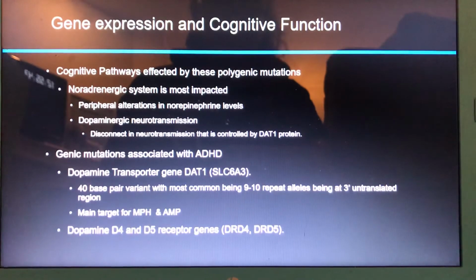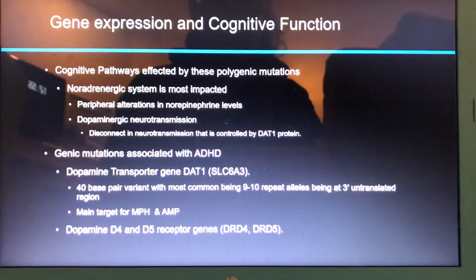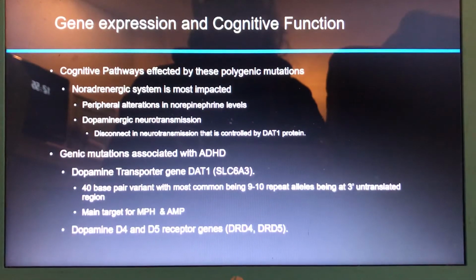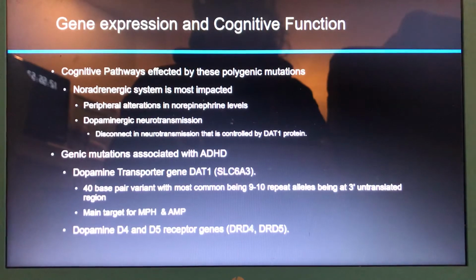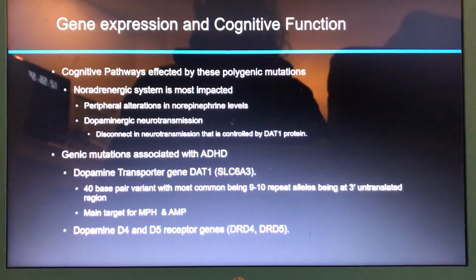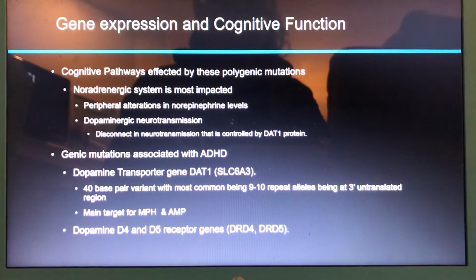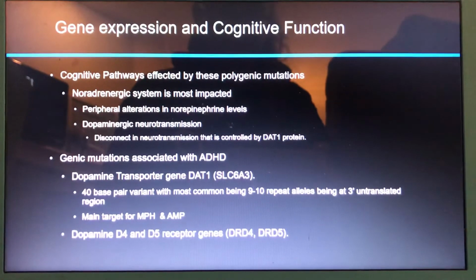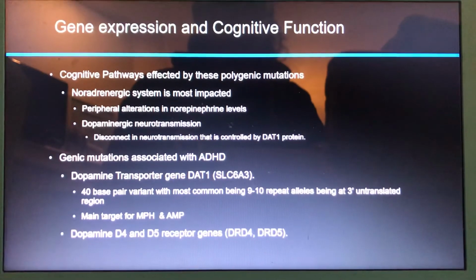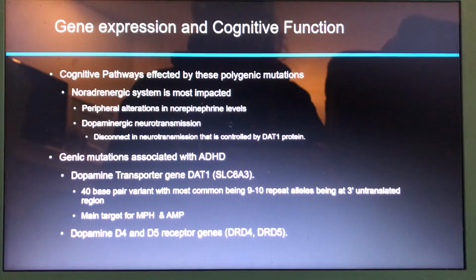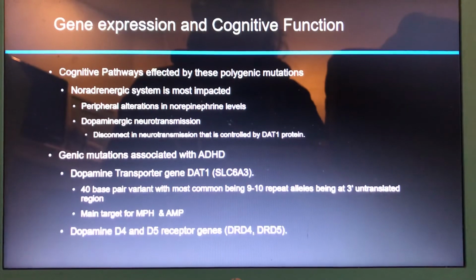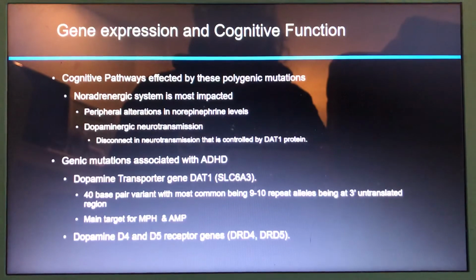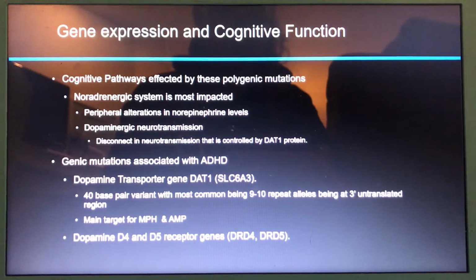transporter protein here. In terms of genetic mutations, basically what they have found is that there are numerous genes that code for certain things, and they're finding either deletions or multiple replications in these gene variances. So super interesting. And then lastly, two other genes that could potentially be responsible for ADHD are the dopamine D4 and D5 receptor genes.